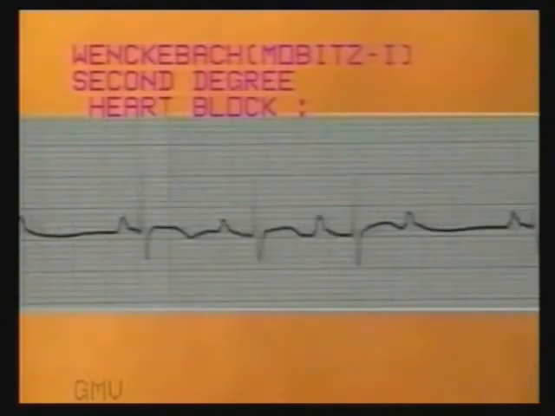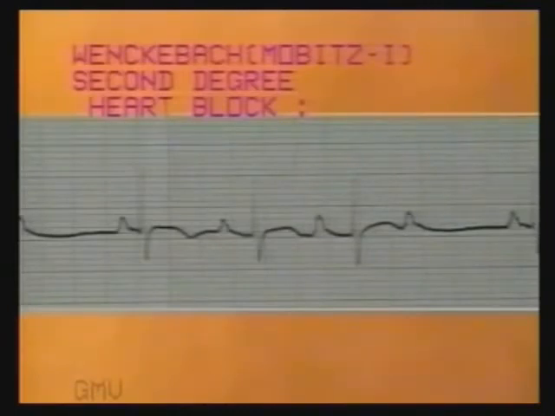This is because each successive impulse arrives earlier and earlier in the refractory period of the AV node, and takes progressively longer time to penetrate the AV node. At last, a beat is dropped and the pause that occurs allows time for the AV node to recover, and the next PR interval is again normal.